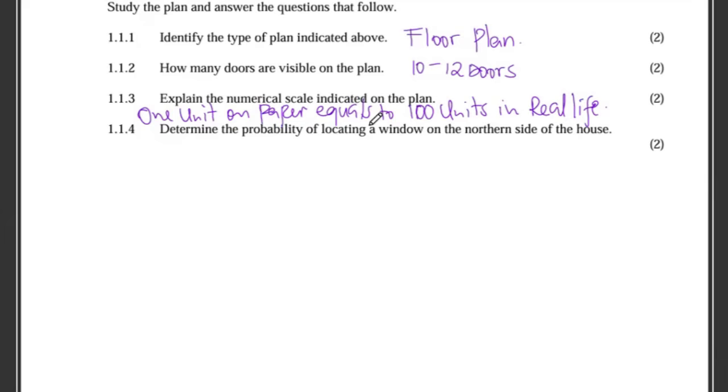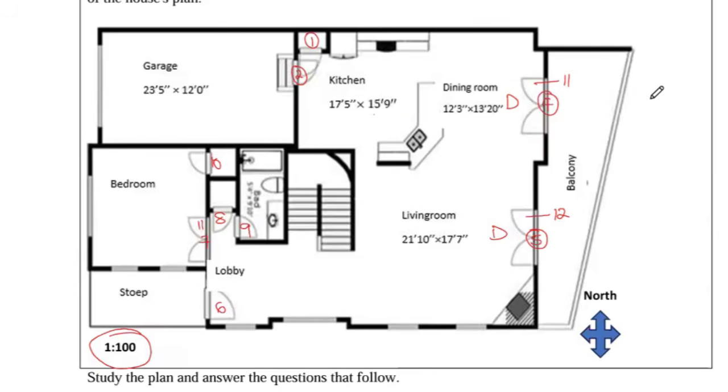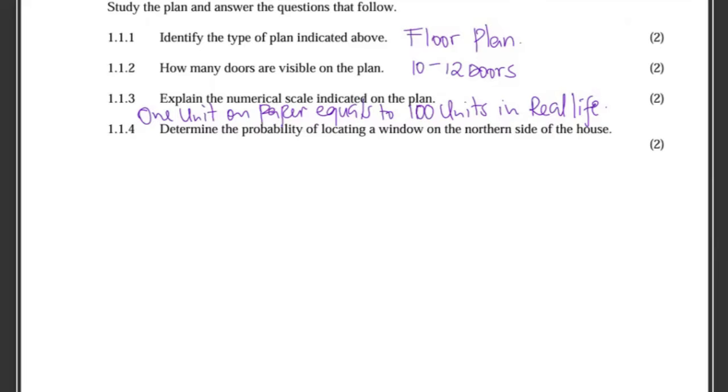Determine the probability of locating a window on the northern side of the house. Northern side of the house, it's this other part here, north up here. So from this side up to there. Is there any window? No. So we shall say 0. Someone else would have said impossible. But the moment you say impossible, it's about the likelihood. How likely? But 0 is a perfect answer.